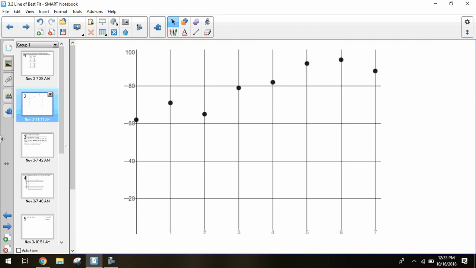So are we okay with this scatter plot for our warm-up? Were we able to get that? Yep. Remember our steps? What type of trend or correlation do we have for this scatter plot? Positive.